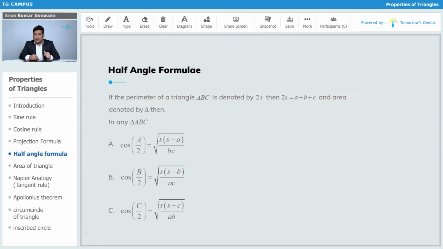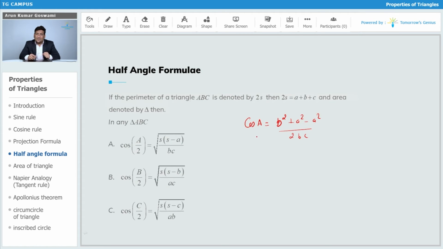So let's see this cos. Why I'm taking cos? I could take sine, tan, anything, but just now we have done the cosine rule. I think we can see the cosine rule. What is the cosine rule? Cos of A is nothing but B square plus C square minus A square divided by 2 BC.